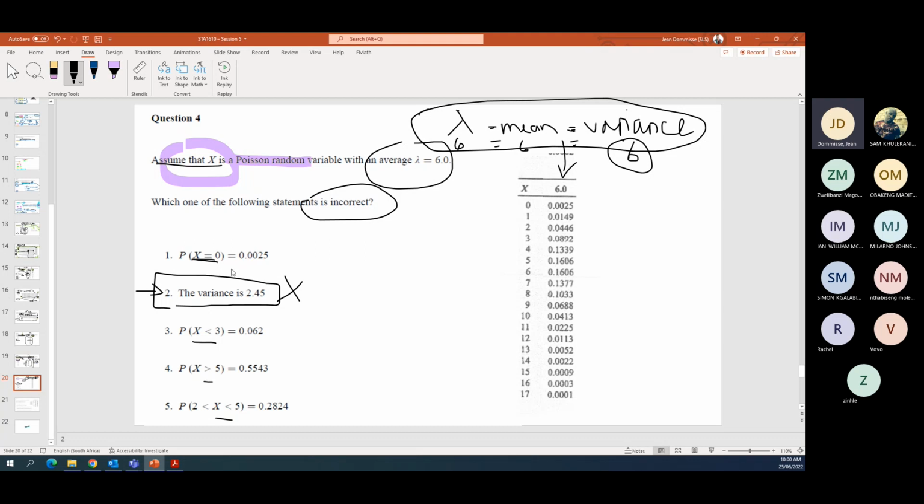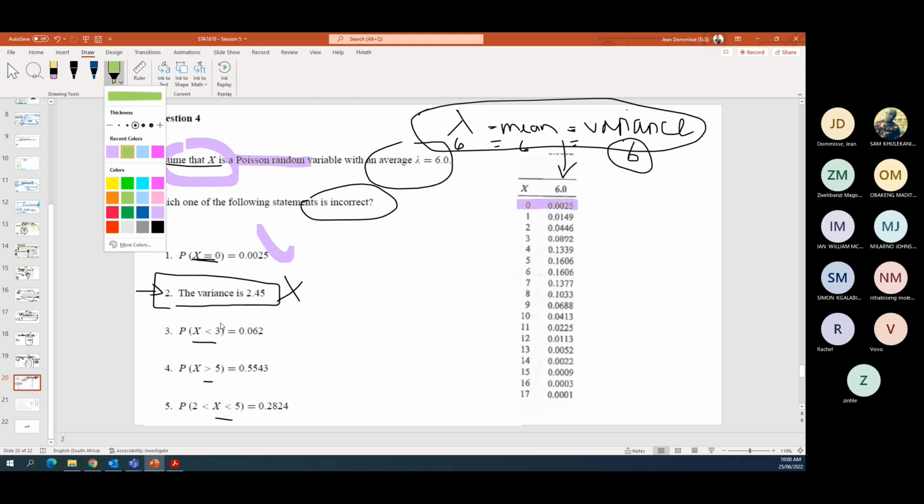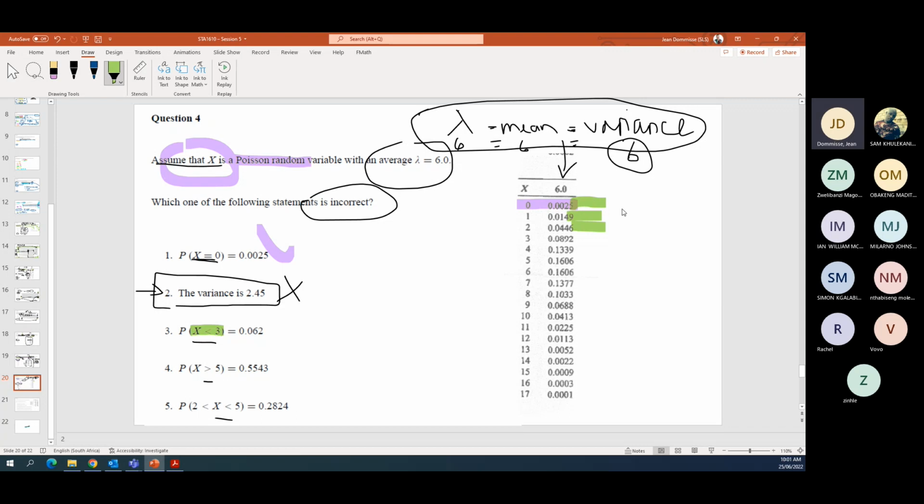So x equal to 0. Here we only need to see where x is equal to 0, which is 0.0025. So that is correct. So let's see x smaller than 3. So not including 3, smaller than 3, so it is 2. So it is those 3.